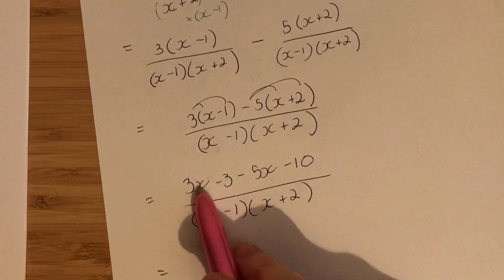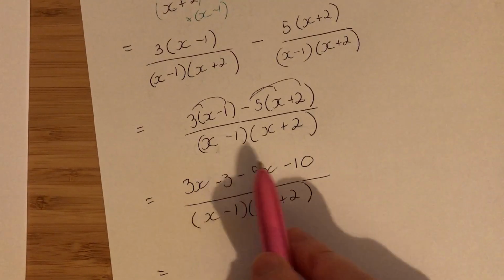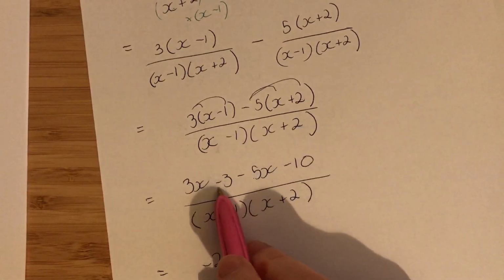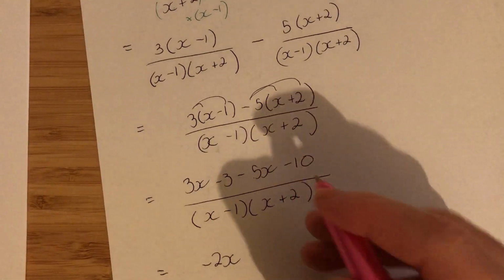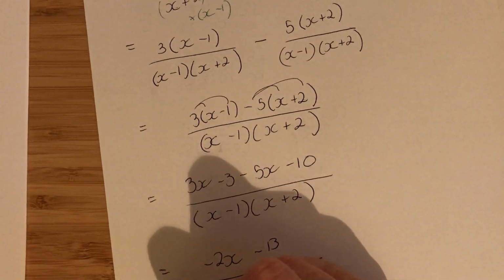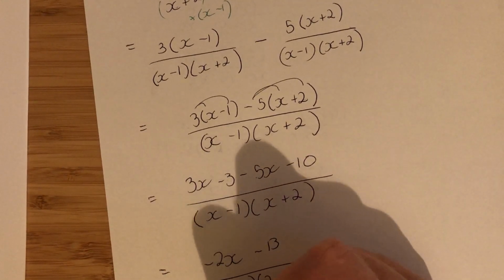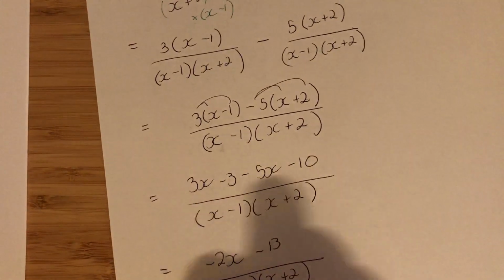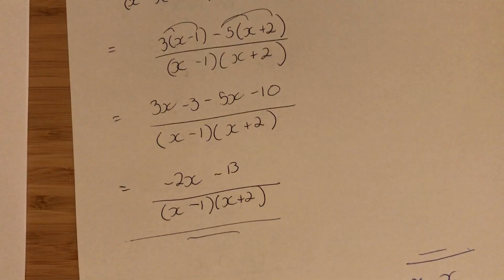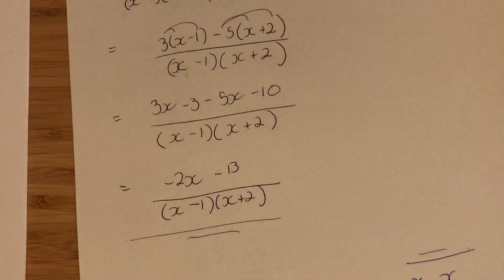Last little bit, let's just simplify this. So 3x minus 5x, we've got minus 2x. This minus 3 subtract 10, minus 13, over x minus 1, x plus 2. And that's you. Right, I'm going to do one more example and then you can try some yourself.